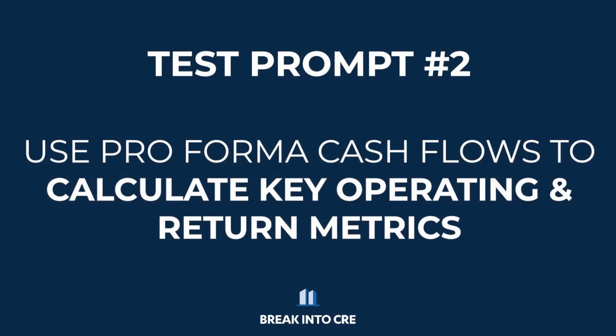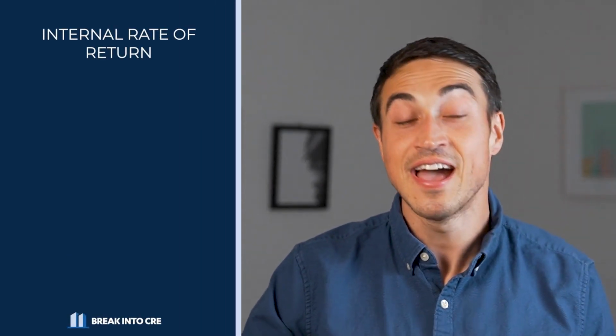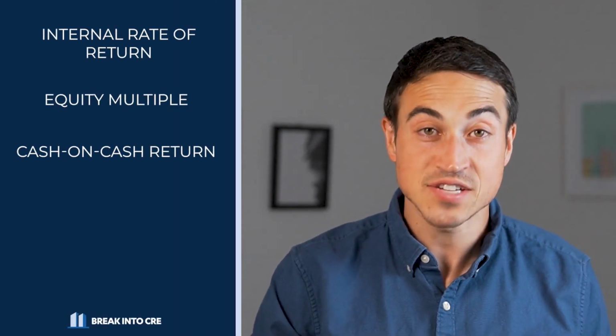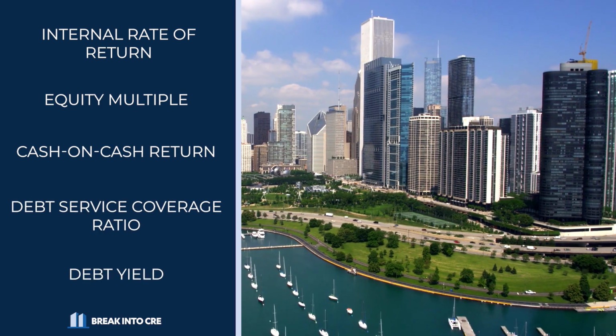And this leads me to the second part of an Excel modeling case study, which involves actually using these cash flows that you've built to calculate the key operating and return metrics on the deal that are going to help with the decision-making process around how much to pay for the property and the risks associated with the investment overall. In my experience, the most common metrics you'll see tested on a case study exam really boil down to the internal rate of return, the equity multiple, the cash-on-cash return, the debt service coverage ratio, and the debt yield the property is going to generate.